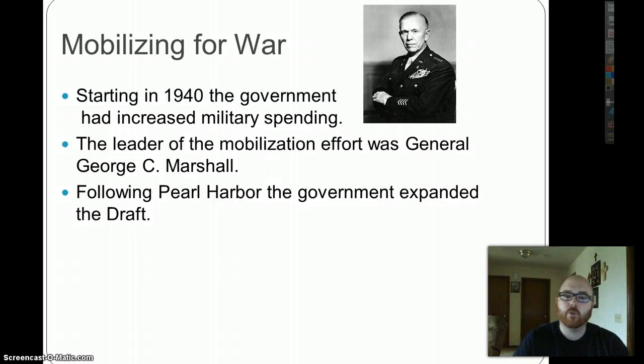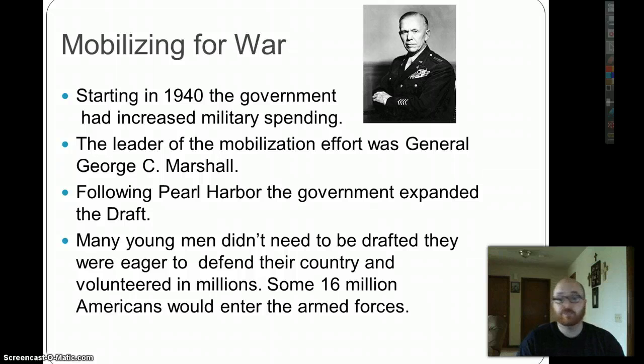Following Pearl Harbor, the government expanded the draft. Many young men were like, you know what, I don't even need a draft, I'm going anyways. I'm so fired up. And they're so disillusioned by the Depression that they want to go do something, make something of themselves, and so they're going to sign up for the war and join it. These men and women who fought in World War II are called the Greatest Generation. 16 million Americans entered the armed forces. They just signed up left and right to help America defeat the Axis of evil.